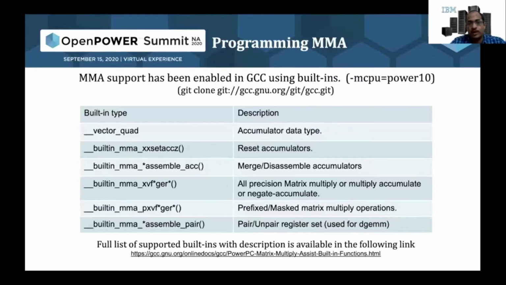Twin register pairing and unpairing APIs are also available to be used with double precision GER instructions. These instructions are a little different from the others, as they take a pair of VSX registers for the first matrix and one VSX register for the second matrix, resulting in a 4x2 smaller resultant submatrix. The full list of all available built-ins can be found in the links specified. Moving on.